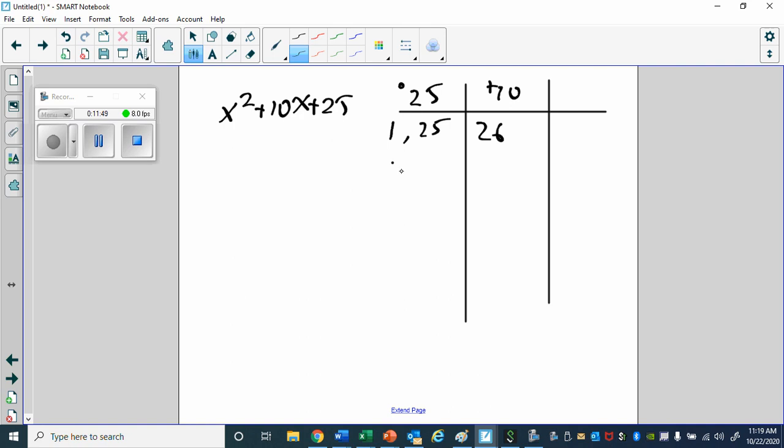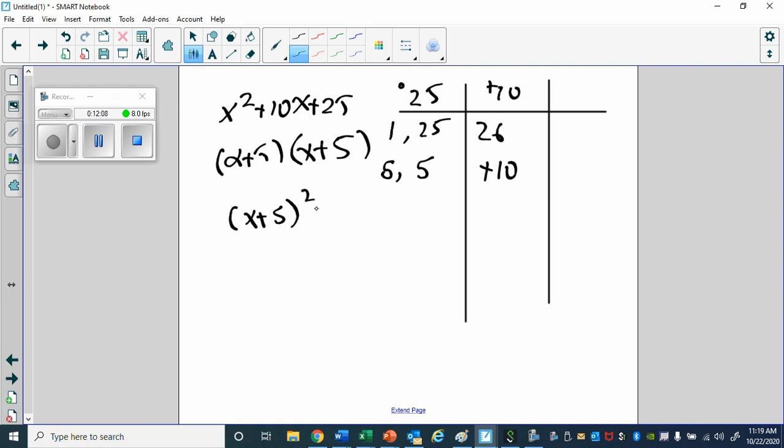Skip 2, skip 3, skip 4, and go to 5. 25 divided by 5 is 5. That adds up to 10. So my two factors are x plus 5 times x plus 5. So they might ask for it in one of two ways. They might ask for this factor form, or they might ask for, since there's two groups, you could square it. So let's try the first one first.